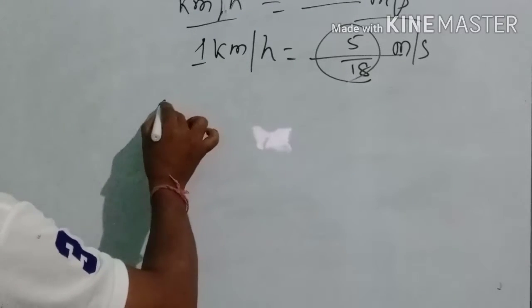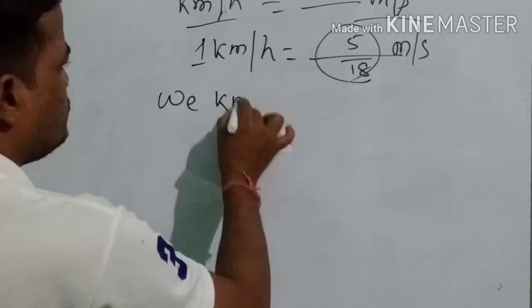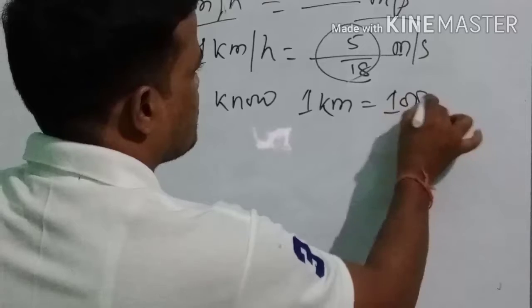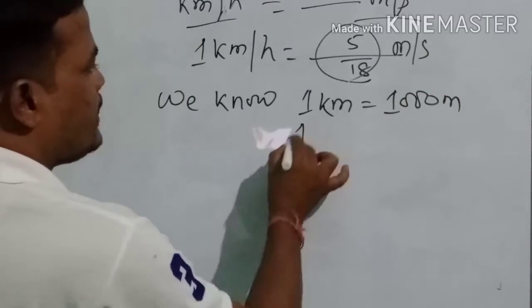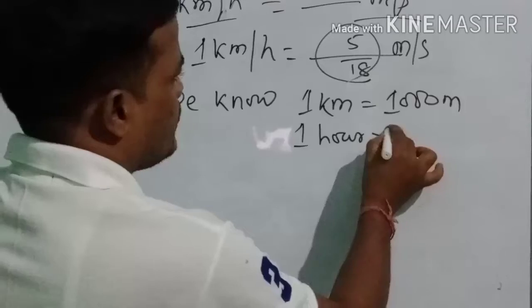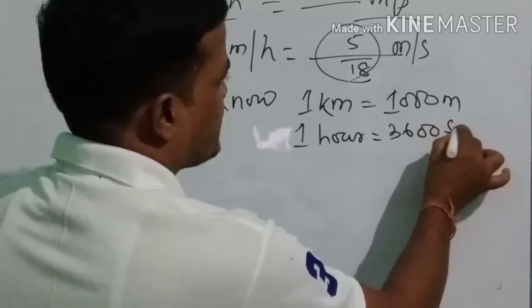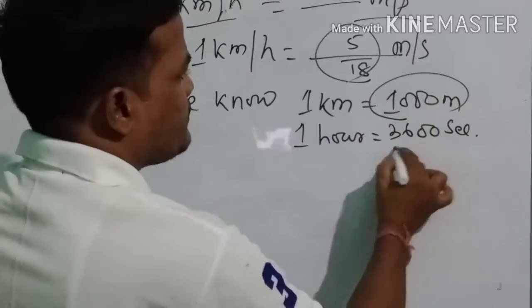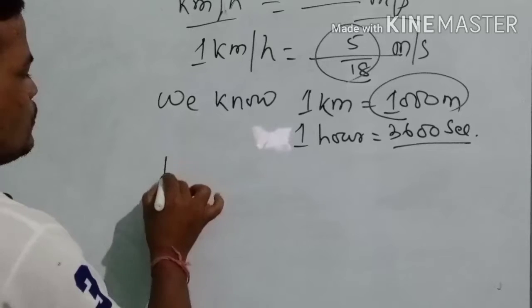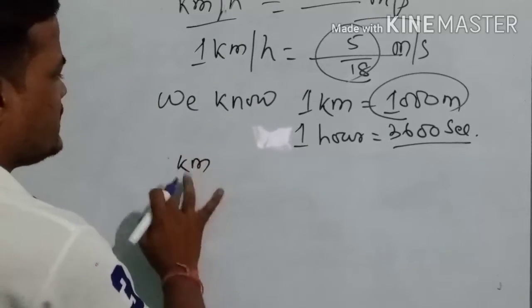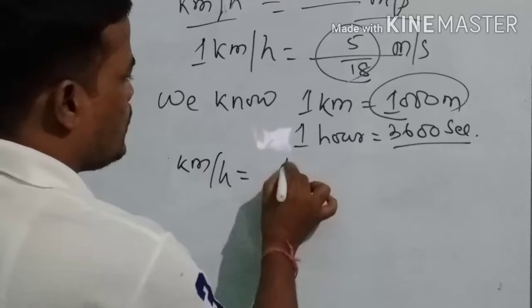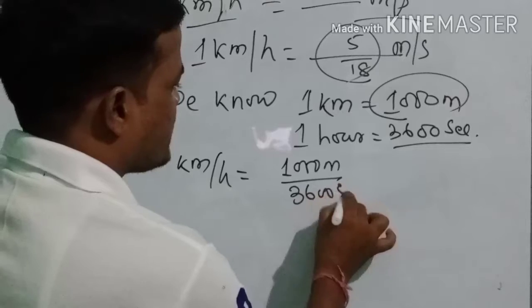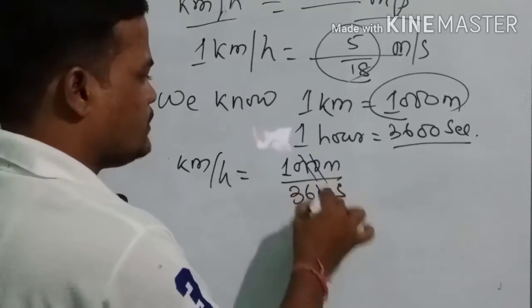Let us see. We know 1 kilometer is equal to 1000 meter and 1 hour is equal to 3600 seconds. Okay, now let us see. So it becomes meter, it becomes second. Now we can say kilometer per hour is equal to 1000 meter per 3600 seconds.